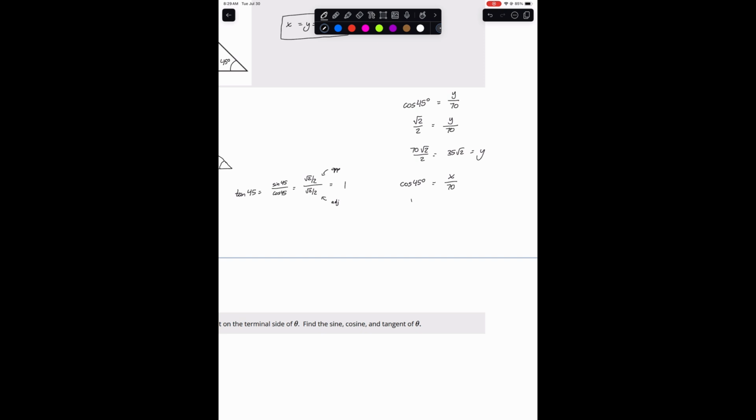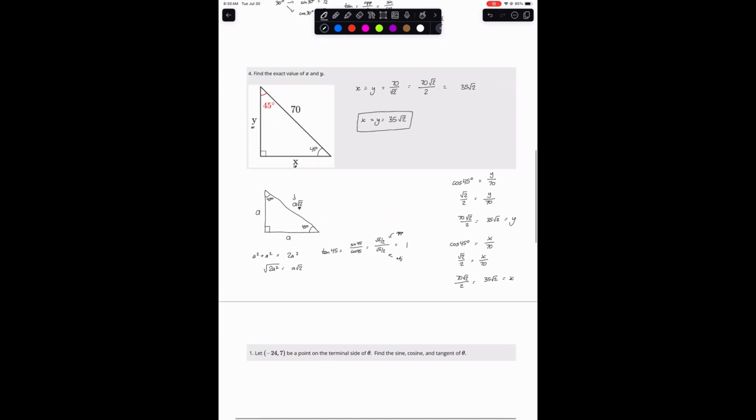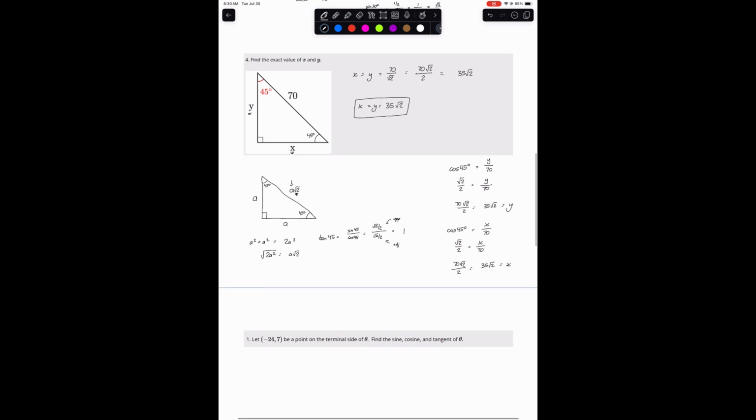Cosine 45 degrees is root 2 over 2. And we get x over 70. And once again, we get 35 root 2. That's the answer. So the special case with 45, 90 triangles is really nice to have. But if you don't remember it, good old trig will help you out just as well.